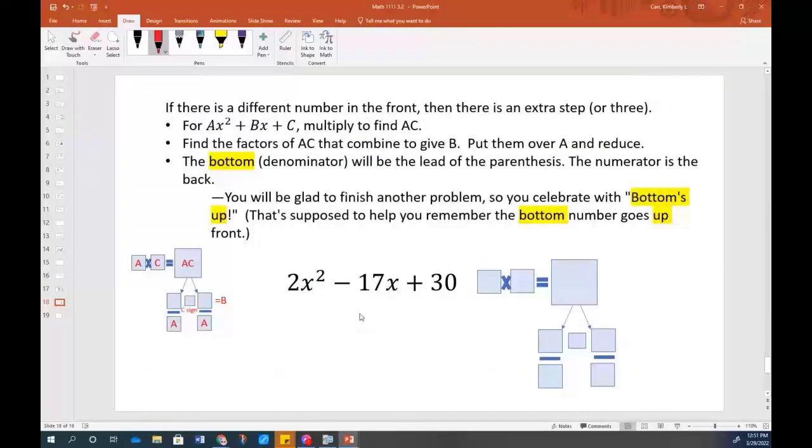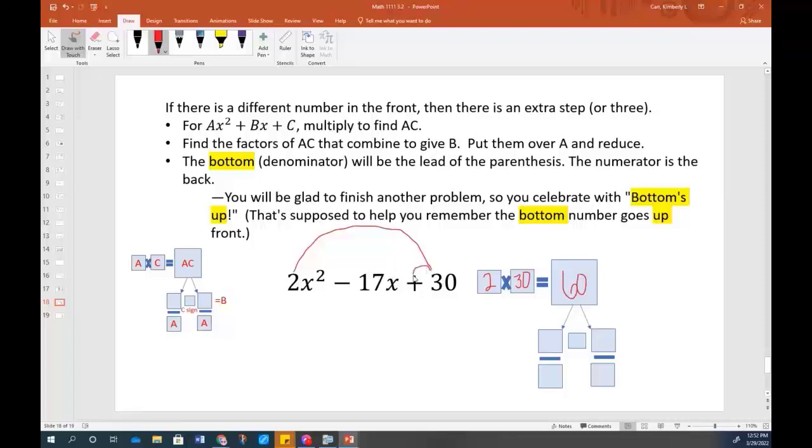What if they have another number in front? So I know this looks hard. It's really just got a couple of extra steps in it. We're going to start by multiplying that first number in, and then we will finish by dividing that first number out. So when we do this one, I'm going to start off by saying 2 times 30, and that gives me 60.